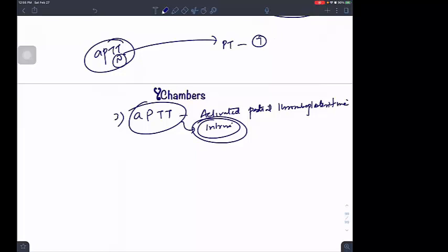Can I tell you a mnemonic for how I remember? Where do you play table tennis? Play table tennis. That's a famous mnemonic, I hope. Where do you play the table tennis? Inside or outside?